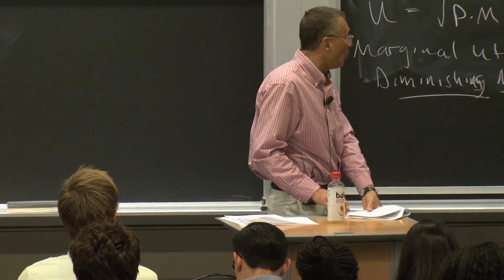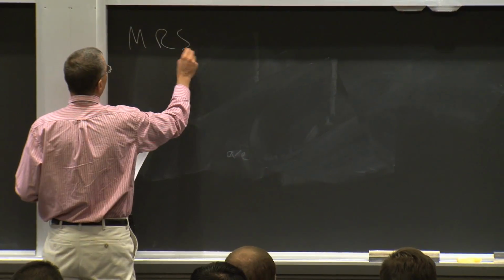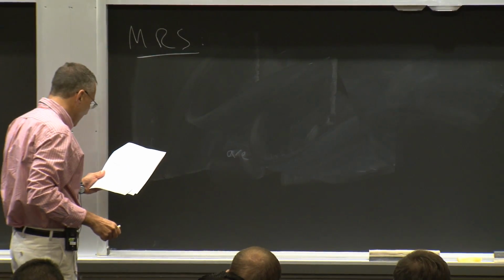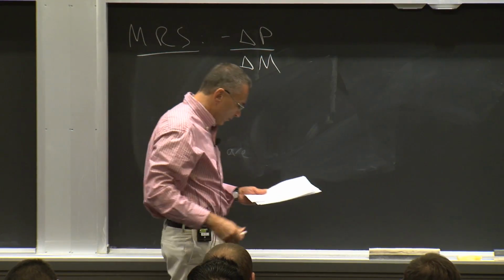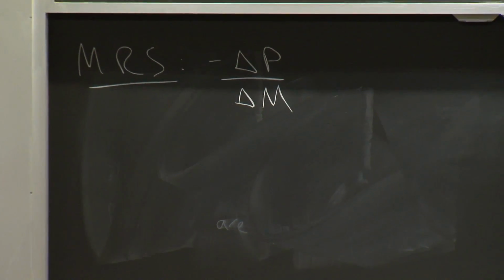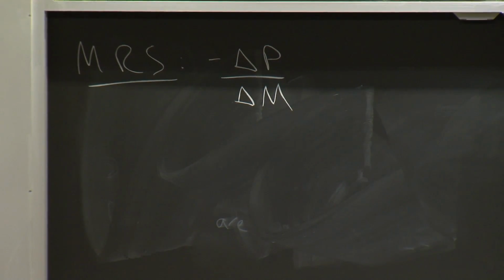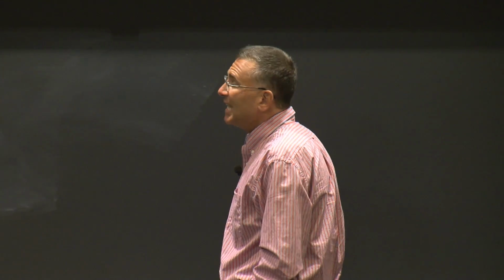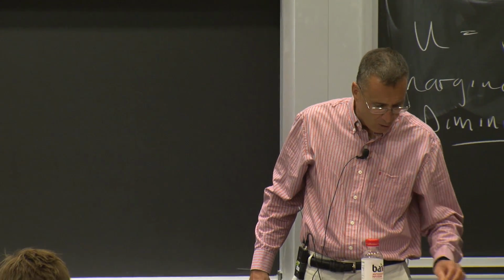And so we are going to define the marginal rate of substitution, a key concept we'll use throughout this section, throughout the course. The marginal rate of substitution we're going to define as minus delta P over delta M, which comes from the slope of the indifference curve. That's the rate at which you're willing to trade the y-axis for the x-axis, the rate at which you're willing to trade pizza for movies. And the idea here is, once again, you're indifferent between all points on this curve. Therefore, you're happily making this trade of pizza for movies as you move along this curve.